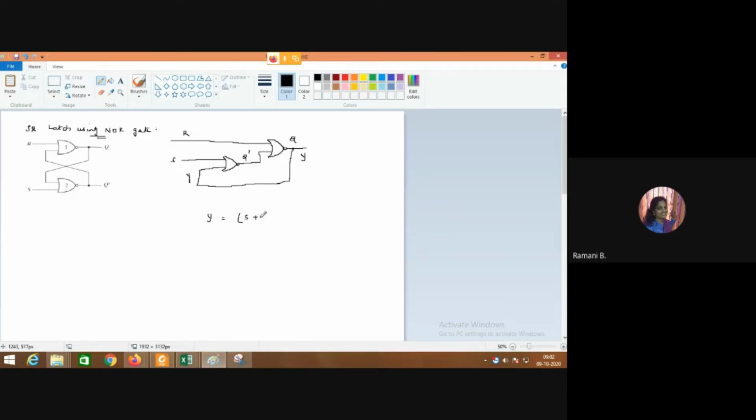S plus Y the whole bar plus R the whole bar. Okay. So directly applying De Morgan's theorem with the outer loop, you will be having S plus Y dot R bar. Right? So this is S R bar plus R bar Y. This is the excitation variable.